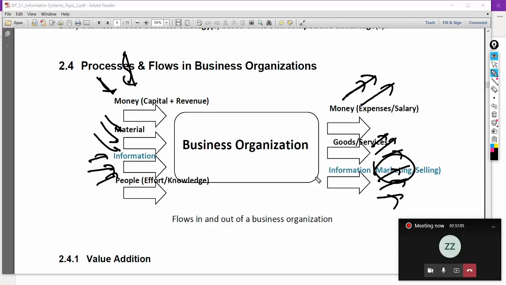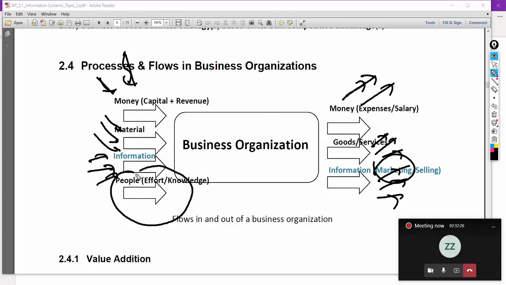So that is why we have advertising and any other form of things. Otherwise they don't know whether you have that super product or super high quality product or service, right? Therefore we have to give some information outside as well. And the other one is people, right? The other one is people.